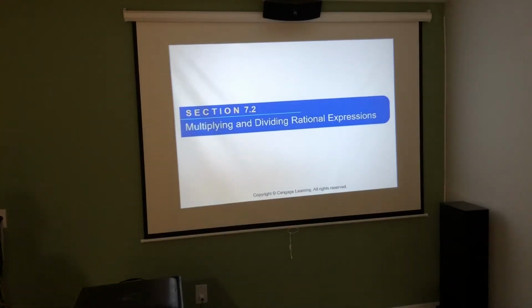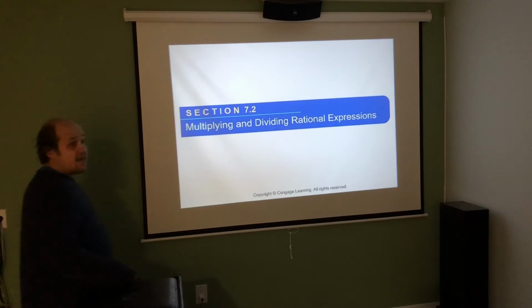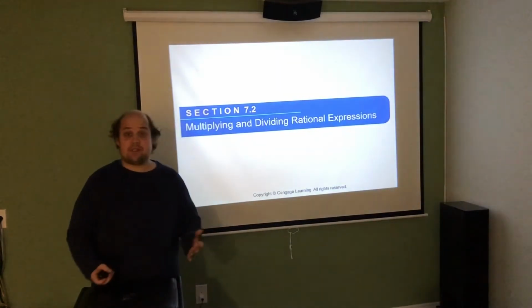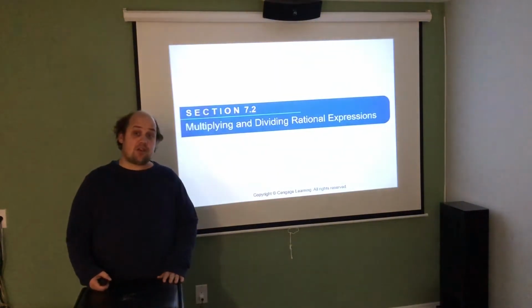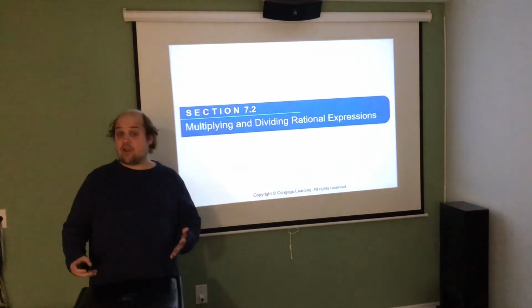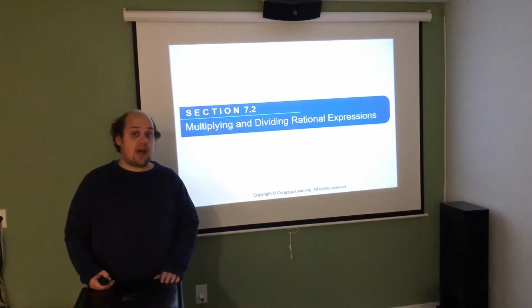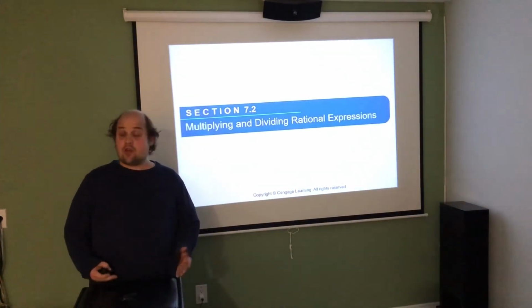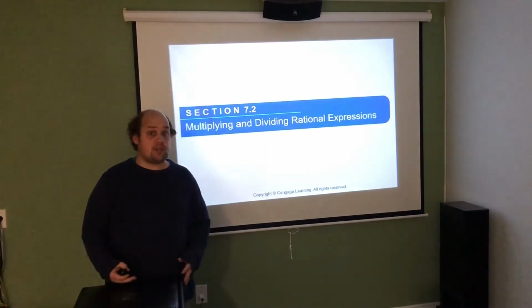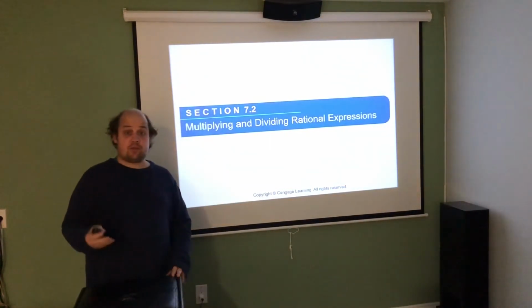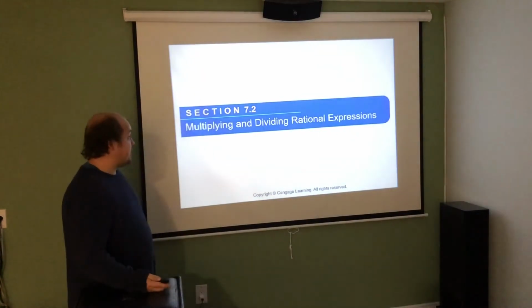Section 7.2 is on multiplying and dividing rational expressions. Really, the problems end up looking very similar to the ones we saw in 7.1, where we're looking for things that are common factors on top and bottom that we can reduce by. The only difference is we're going to have multiple tops and bottoms as we multiply or divide these rational expressions.